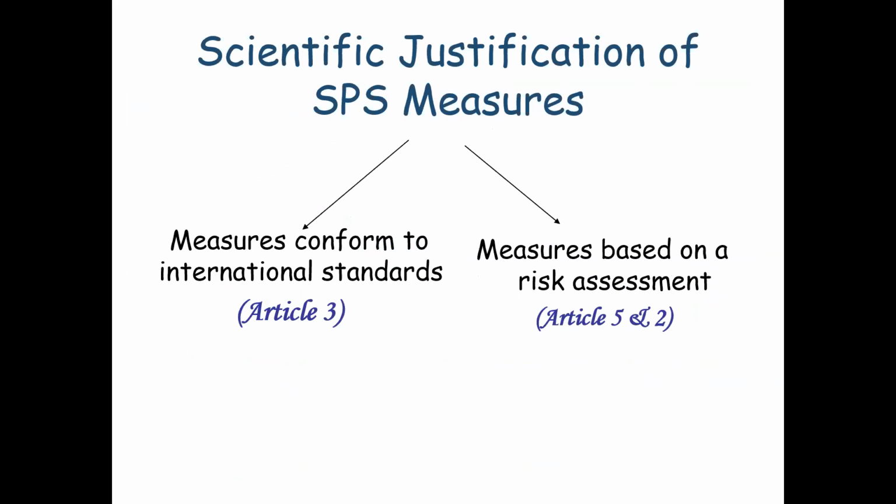It says that if the measures are conforming to international standards, you already have the science base. So scientific justification is there because the international bodies are already looking at a scientific basis while developing and publishing standards. Or you need to have a risk assessment done. And again, there are conditions laid down for the risk assessment: how it has to be done, which is it has to be done using the techniques which have been developed by the international organizations. But I'll come to that slide a little later.